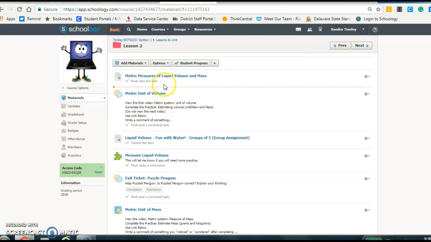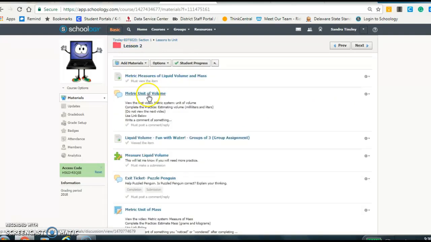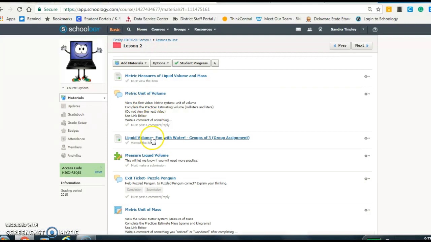Moving on to lesson 2, once again, they will view the focus, the vocabulary, and the Common Core standards for lesson 2. They'll view a video on volume. They'll write a comment about something they noticed and wondered after completing the video, and then they'll respond to 2 peers about what they noticed and wondered. Moving along, they'll go on to their group assignment.